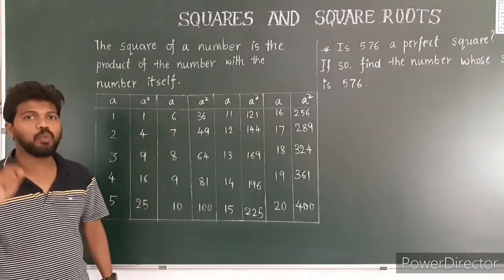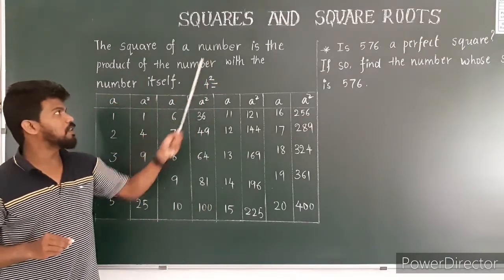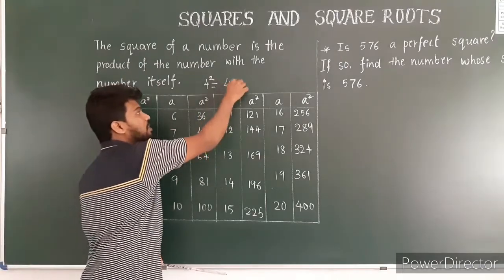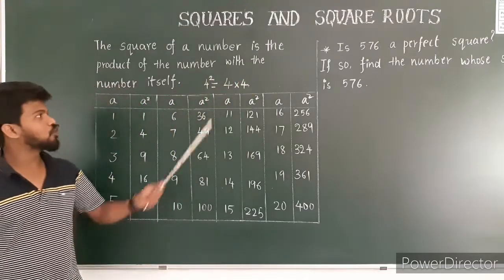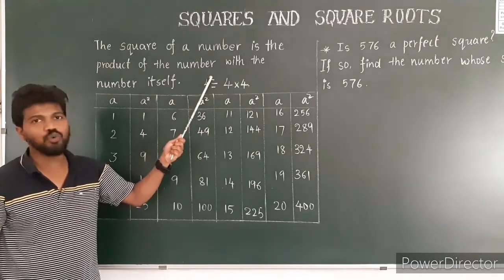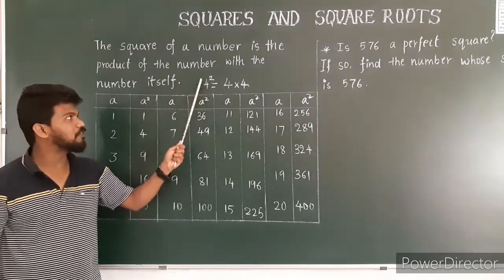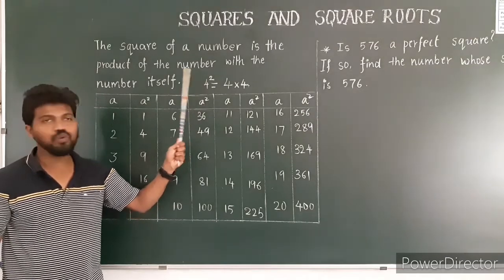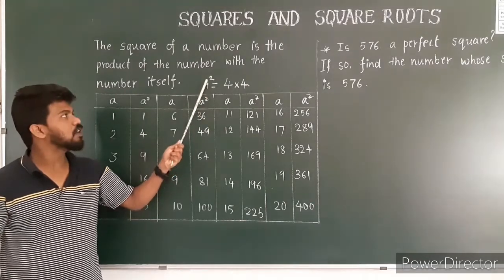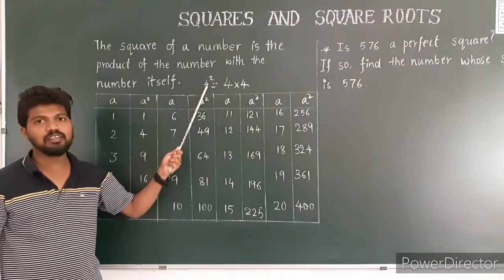Suppose I take 4 square. The square of the number, 4 square, is the product of that number with the number itself. So 4 into 4. So 4 square is 4 into 4, or 4 raised to the power 2. You read it as 4 raised to 2, or 4 to the power 2, or 4 square. In that, 4 acts as the base and 2 acts as the exponent.